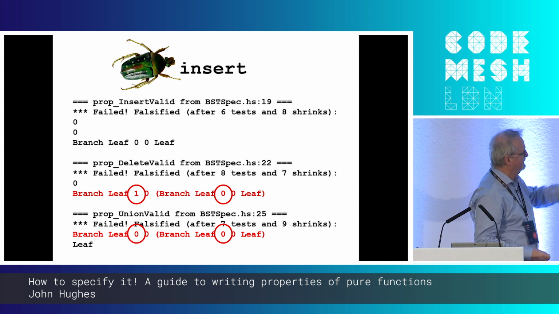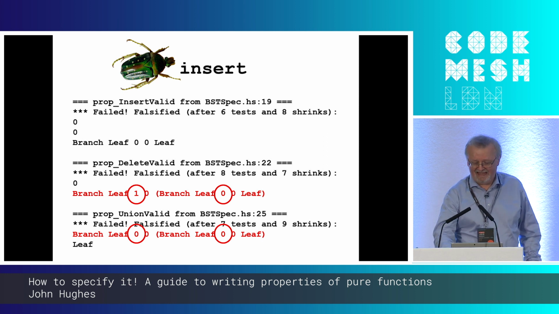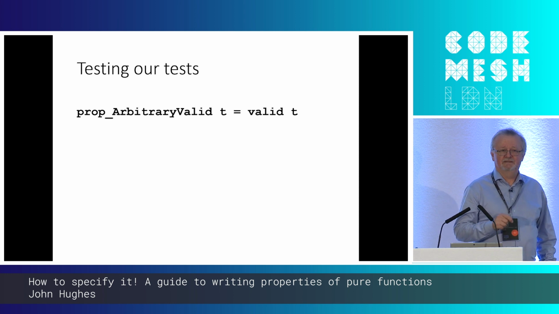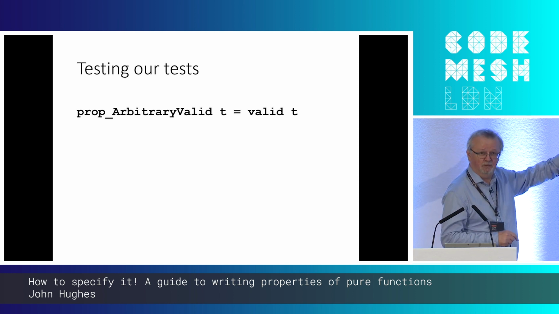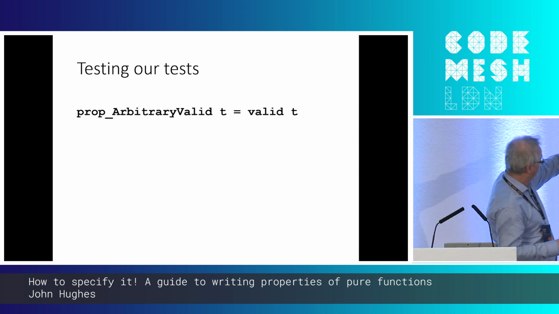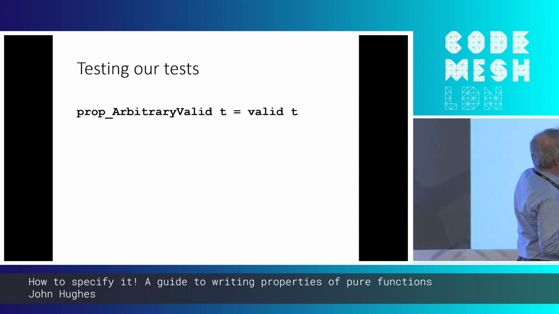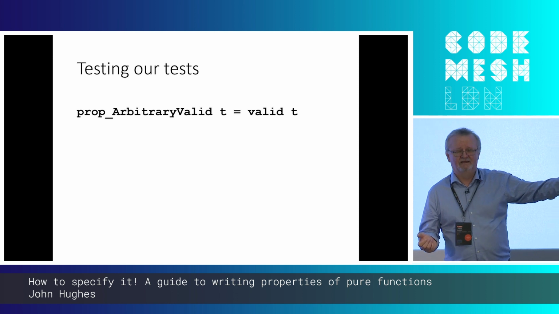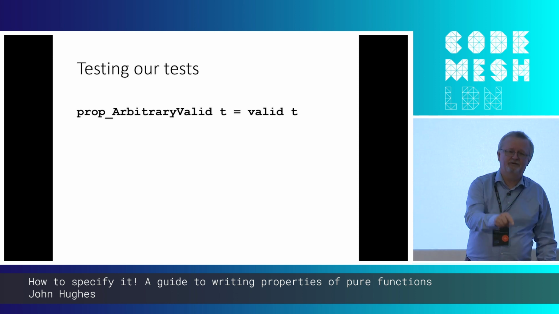So whenever you write tests, one of the things you have to do is test your tests. Here's a property that I must also write. What does this say? It looks as though it's saying all trees must be valid. What's it testing then? What it's testing is the generator. It's testing that every tree I generate is valid.